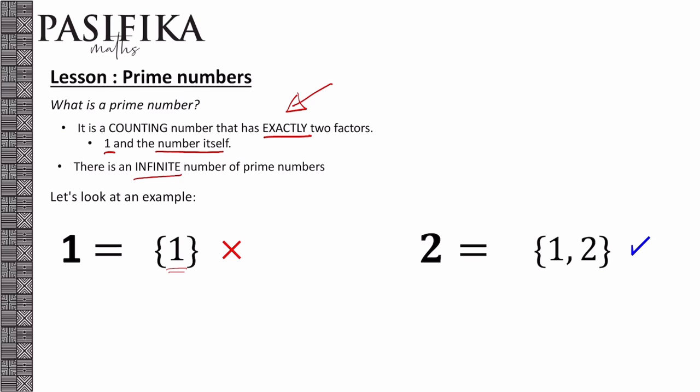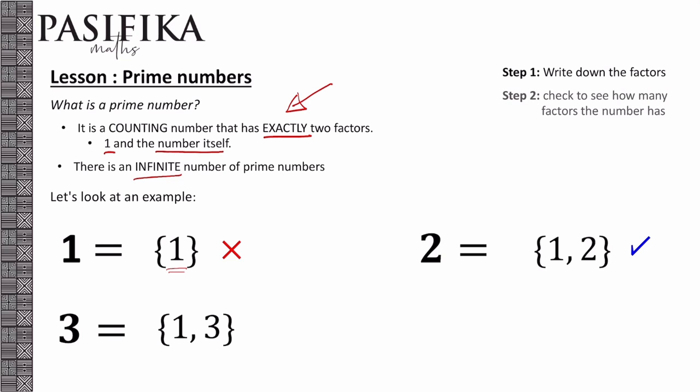Let's look at another one. 3. Now, just some steps for you to follow. Step 1, write down the factors. So what are the factors of 3? So what numbers multiply to give us 3? It's 1 and 3. The second thing you do is you check to see how many factors the number has. In this case, it's got 2 factors. Therefore, is it a prime number? If it's got exactly 2 factors, it is a prime number. Well, in that case, yes, 3 is a prime number.